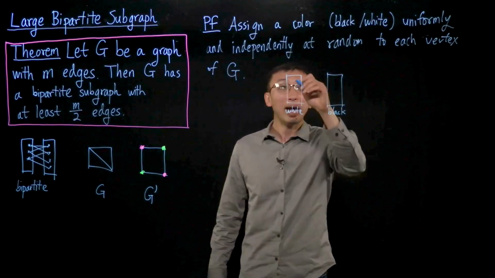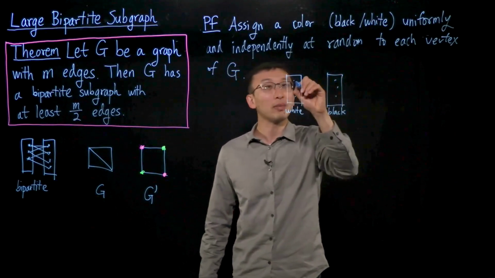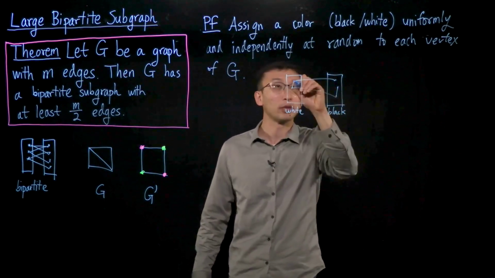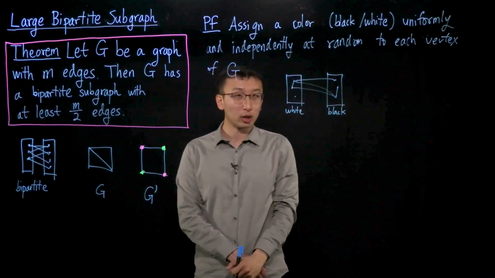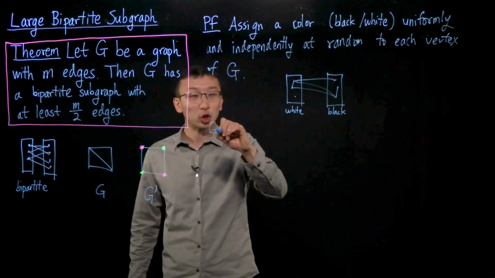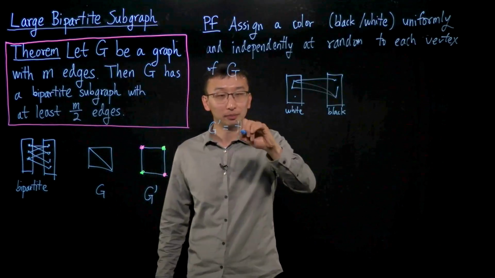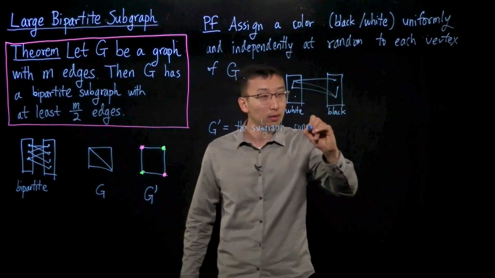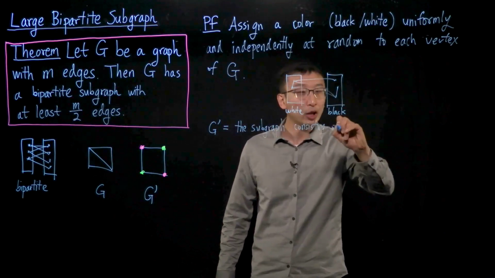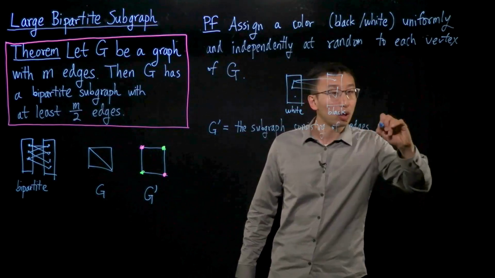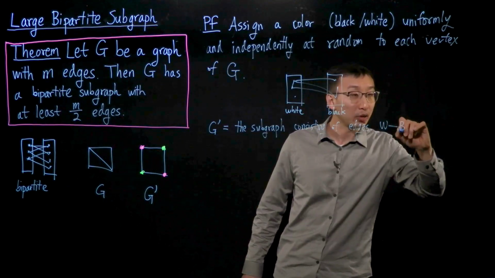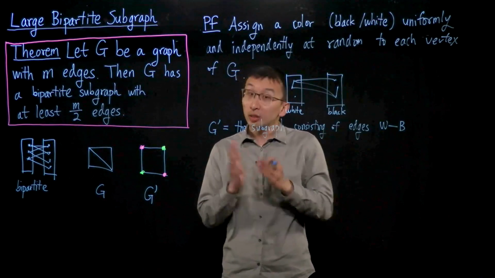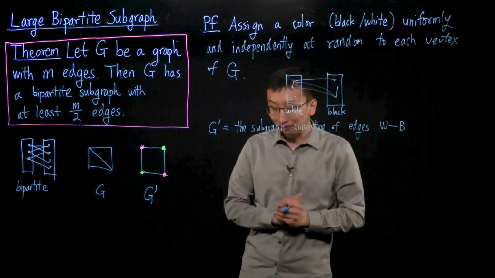Okay. So now G has some number of vertices, and there will be some edges going across from white to black, some edges within white, and some edges within black. There could be a lot more edges, but that's an example of what this graph might look like. And now let me take G prime to be the subgraph consisting of edges with white on one end and black on the other end. So two different colors on the two endpoints of this edge. This is a subgraph. It's a subset of the edges of G.